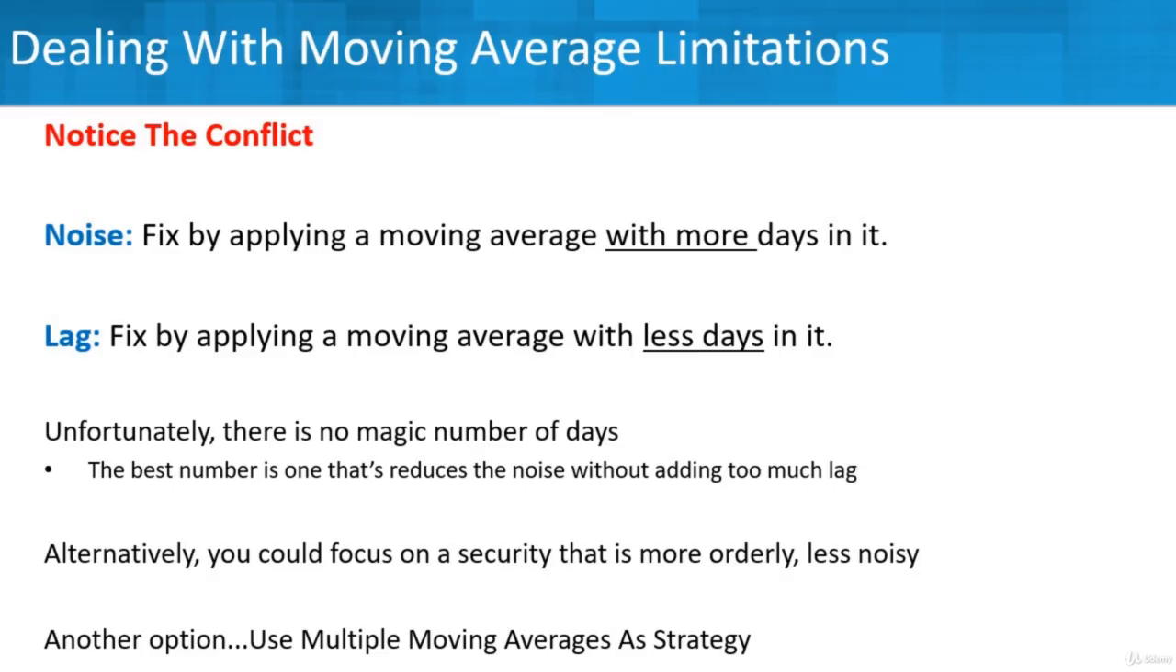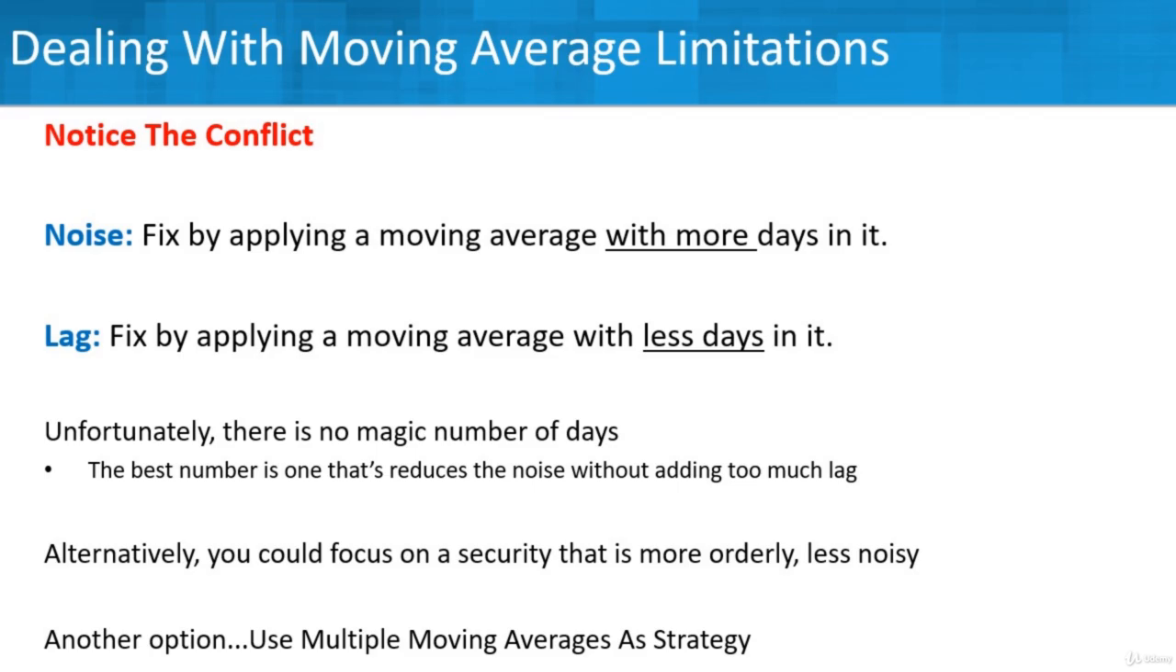So unfortunately, there's no magic number of days, right? I wish there was a magic number. I would say, well, the best number to reduce noise and lag at the same time is this number of days or number of periods, which could be hours or minutes, let's say, if you're a day trader. So there is no actual perfect one. Some might work better than others, but there's no perfect one. You just have to adjust and understand noise and lag.